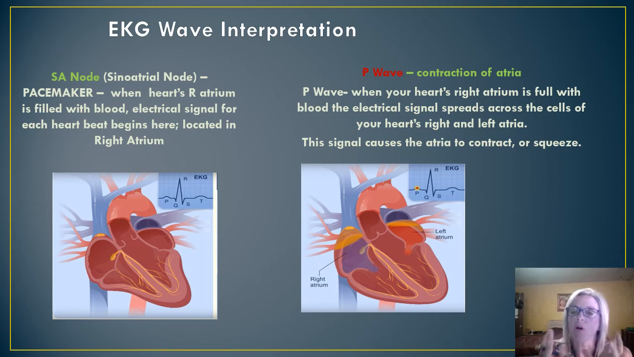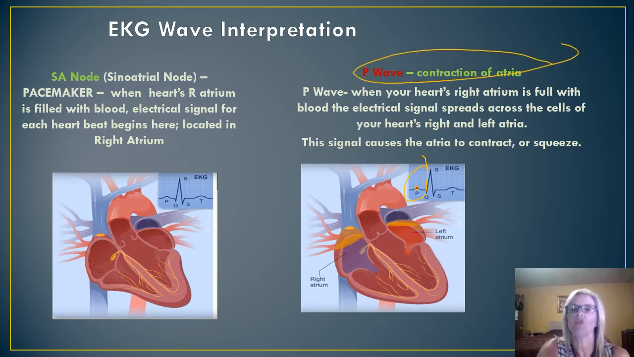So when your heart's atrium is full of that blood, the electrical signal will spread across the cells of your heart in the right and left atria, all right, causing that contraction or squeezing. And on these diagrams here, you can see these little dots showing where we're at in this diagram. So this is what occurs with the P wave, the contraction of the atria.